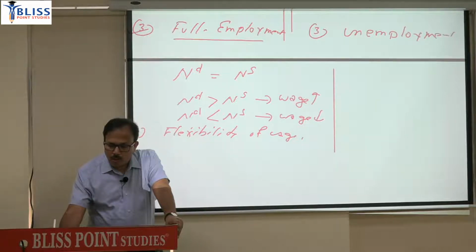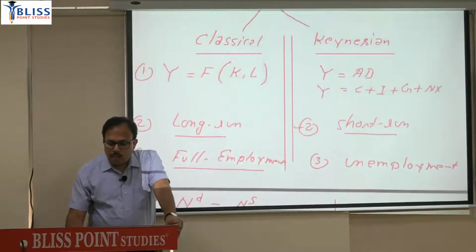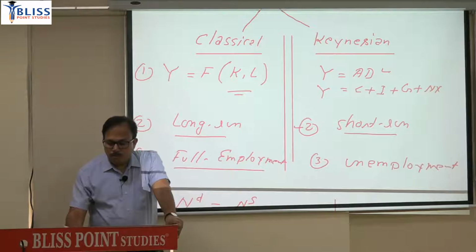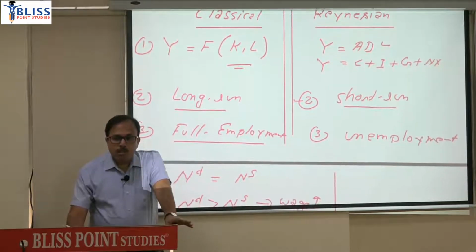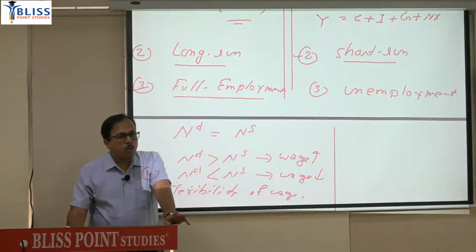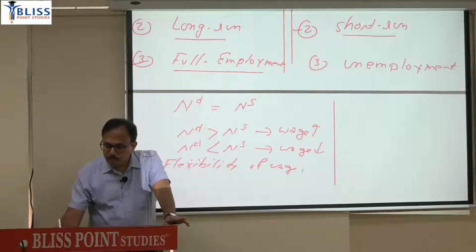Just follow the basic principles. I said in the classical concept output is determined by the capital, labor, technology and so on. Keynes argued that output is determined by demand. Classical is a long run description, Keynesian is short run description. Classical believed in always full employment due to wage flexibility. Keynes observed that there is unemployment because wages are rigid. Rigidity of wage.